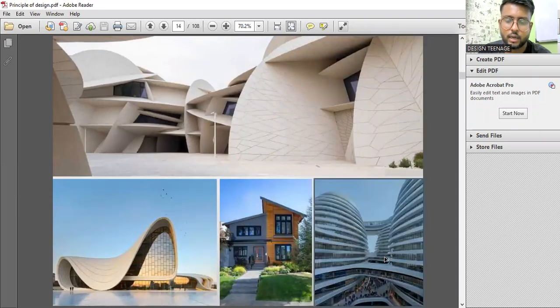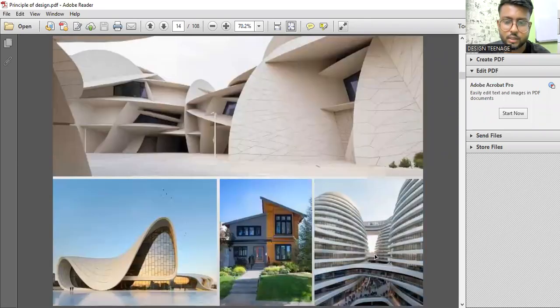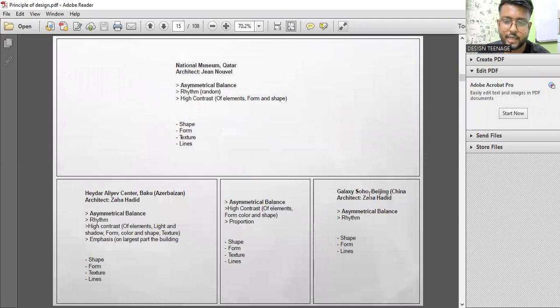This particular one, what is the name of this? National Museum. This is what? This one. What is written over there? Galaxy Soho. So Galaxy Soho, located in Beijing, China, is made by Zaha Hadid. This is one of the similar kind of structures itself.